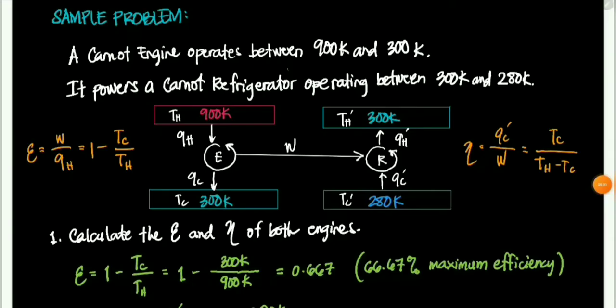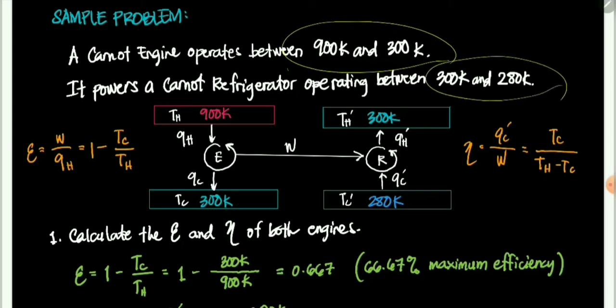So here we have a sample problem. In the problem, we have a Carnot engine that operates between 900 Kelvin and 300 Kelvin. And it powers a Carnot refrigerator operating between 300 Kelvin and 200 Kelvin. So the reservoir temperatures are now given.